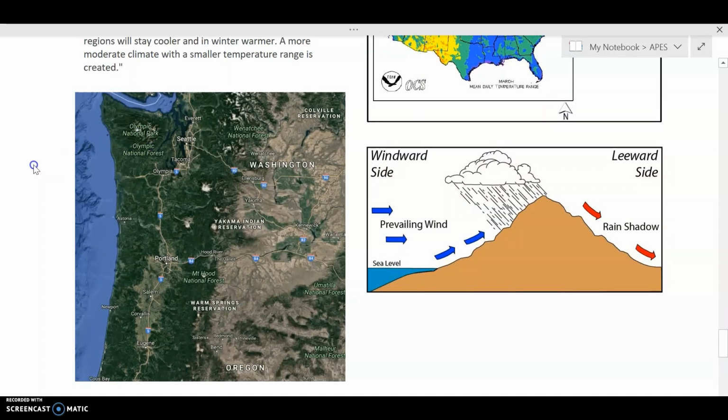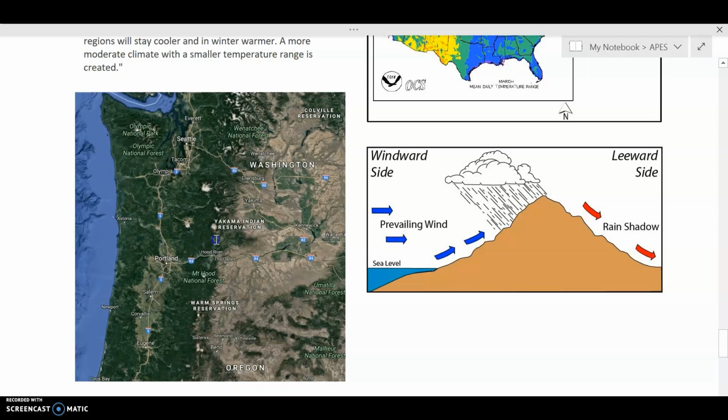So we have westerly trade winds blowing humid air across Washington. But there's a mountain range right in between that prevents that air from going straight across. What actually ends up happening, like I mentioned before, is that the air has to rise.